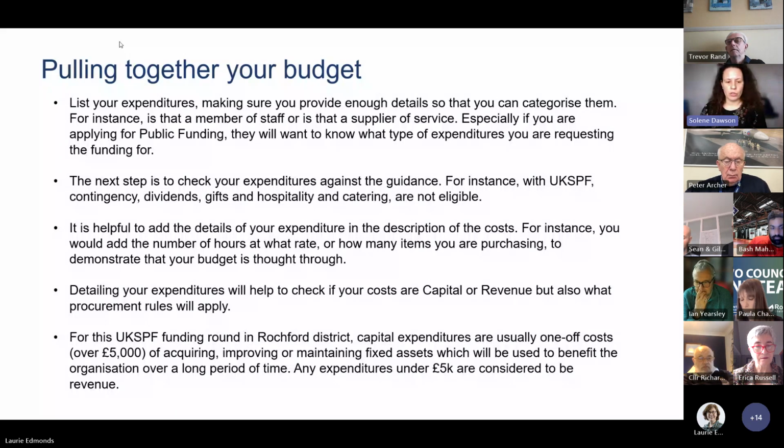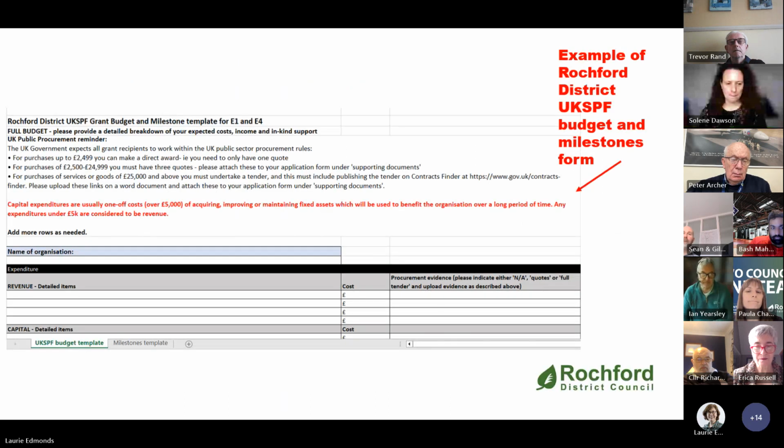Knowing what costs they are and how much they cost in total will be very important for procurement, which is the next slide. Oh, sorry, it's not the next slide, but that's okay. We can go through the budget and I'll go through procurement after.